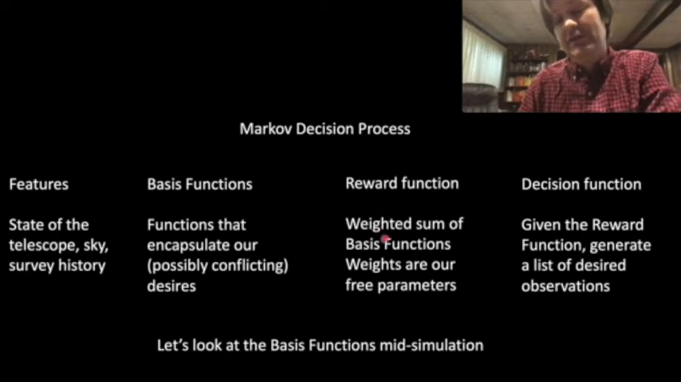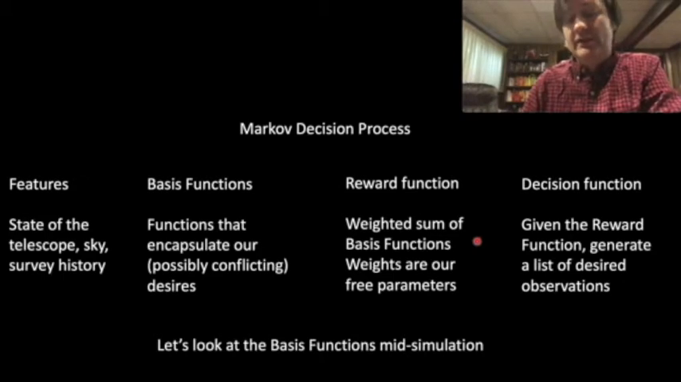Then it gets a little simpler. Our reward function is just a weighted sum of our basis functions. And finally, once we have that reward function, we pass it to a decision function, which decides what to do. So let me go ahead and simulate a few weeks of Rubin Observatory, and I'll pause and show you what our basis functions look like.